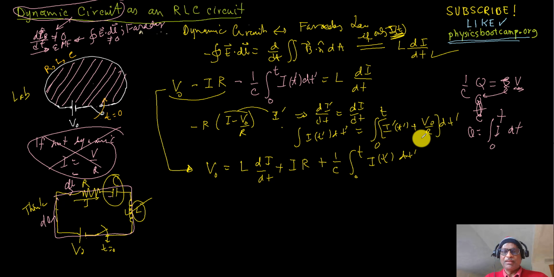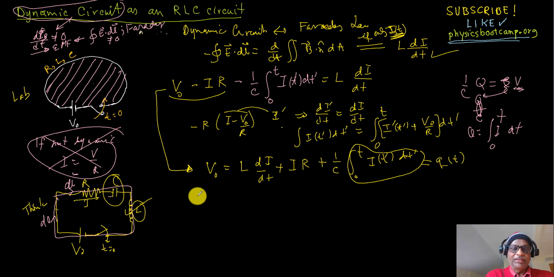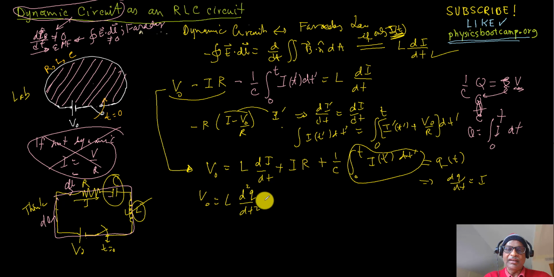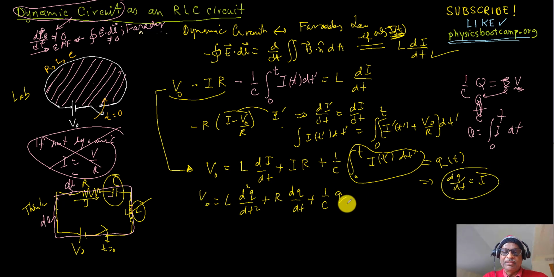So that's one way to write this. If I call this Q of t, then dq/dt equals I, so wherever I see I, I can replace it. Then V0 equals L d squared Q/dt squared plus R dq/dt plus 1 over C times Q. So I can solve for Q and then use this to get the current.